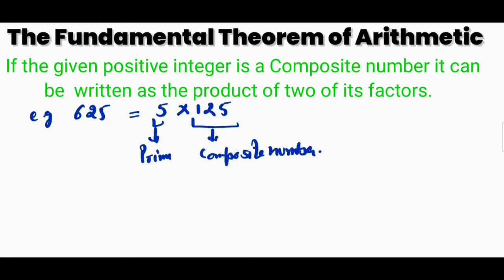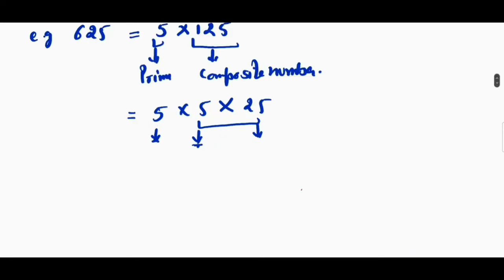Again, we can write this 125 as 5 into 25. Again I got a prime number, and we know this 5 is also a prime number, and this 25 is a composite number. Again, I can split this 25 into two factors. So I can write this as 5 into 5 into 5 into 5.